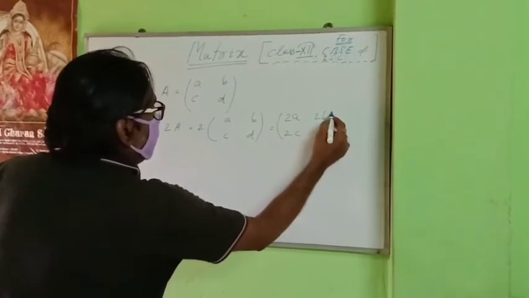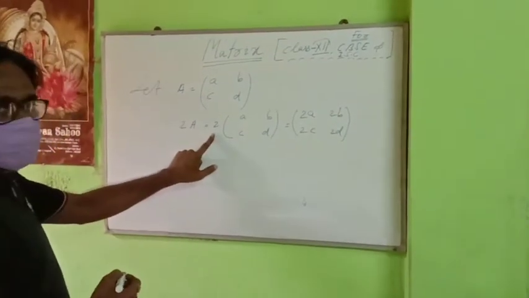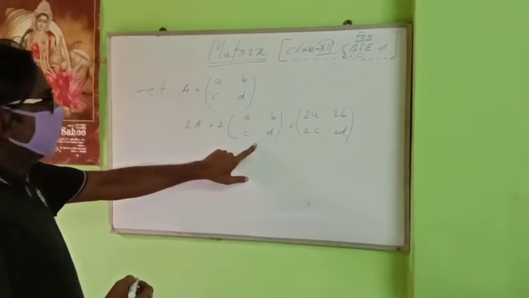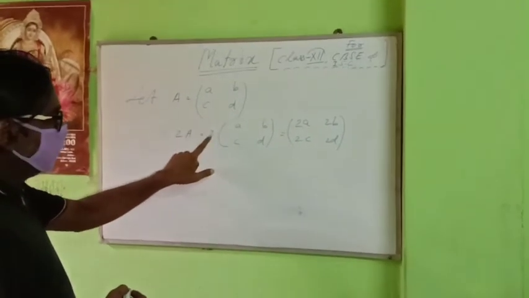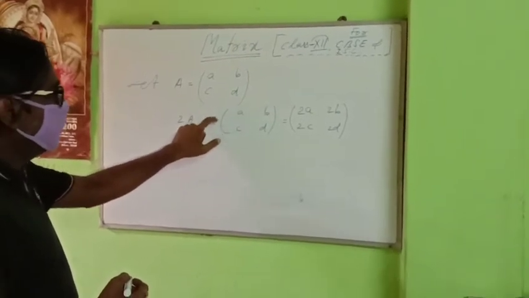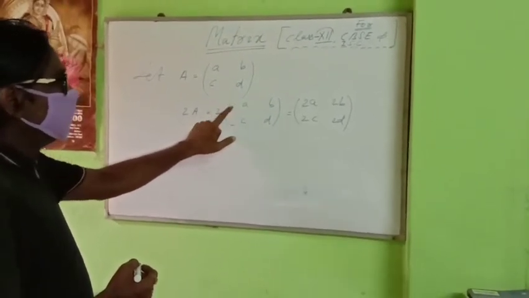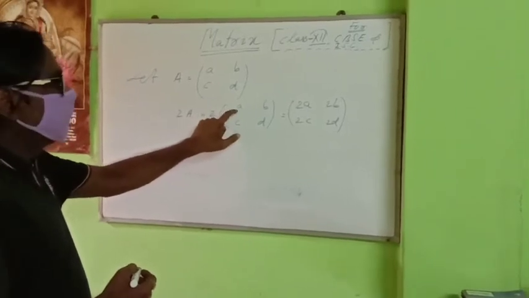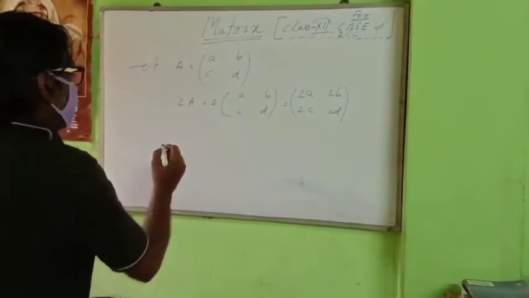This is the way of multiplying a scalar quantity with a matrix. The matrix may be of any order. If a scalar quantity is multiplied with the matrix, then that scalar quantity, that number, is multiplied with each element of the given matrix.